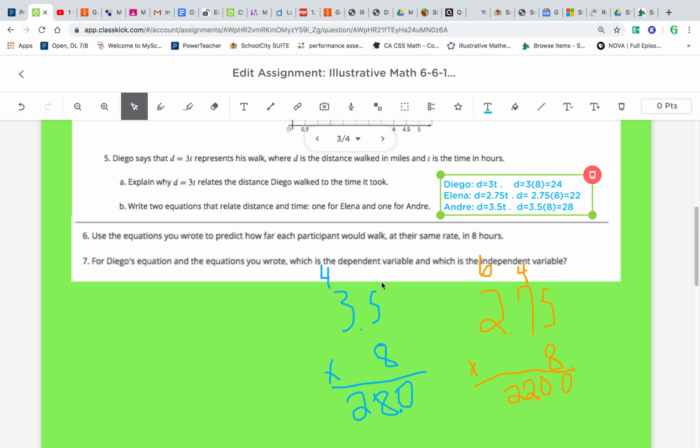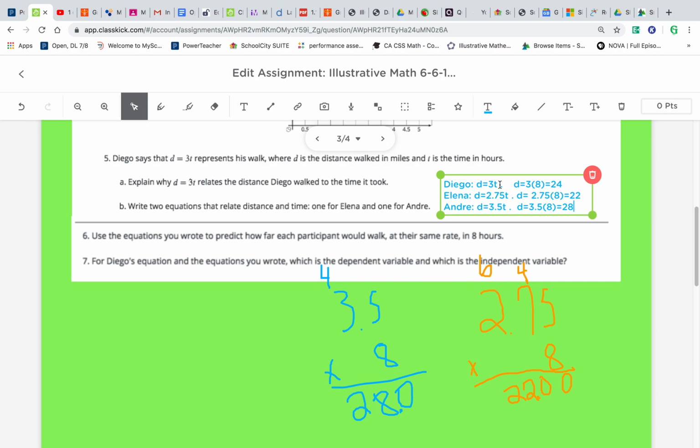Okay, so we have one more question to go here. For number 7, for Diego's equation and the equations we wrote, what is the dependent variable and which is the independent variable? Very simple here. What are we solving for in the equation? In all of these equations, we were solving for d. We were trying to figure out what the distance was, right? So the distance depended on what happened with the time. If the time changed, then the distance changed. The equation starts with d equals, so d is the dependent variable, and t would be independent. d depends on what happens with t.